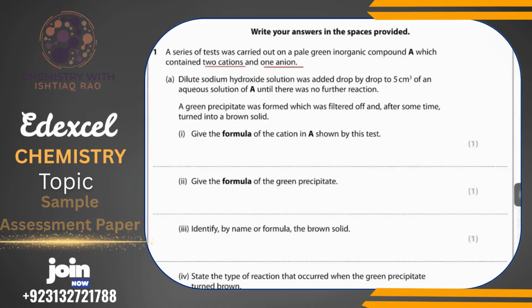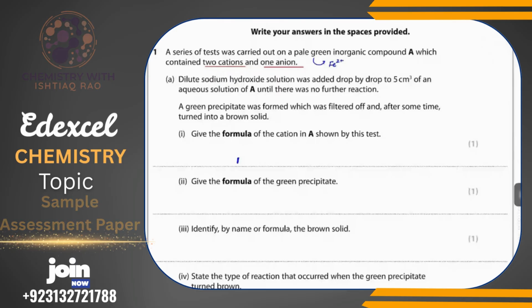A green precipitate was formed which was filtered off, and after some time turned into a brown solid. Give the formula of the cation in A shown by this test. It was pale green, and after that it turns into brown. So Fe3+ is brown, isn't it?